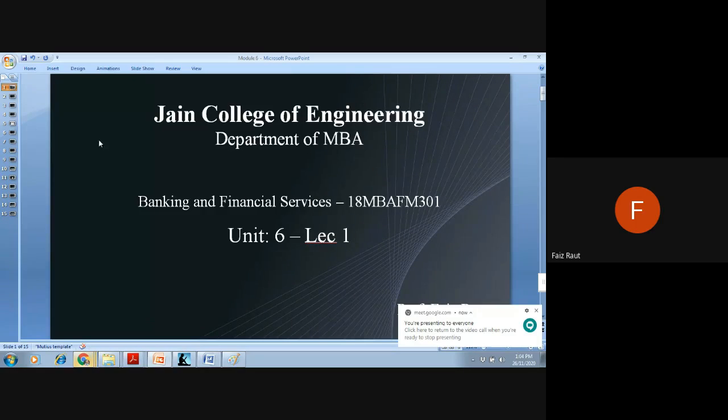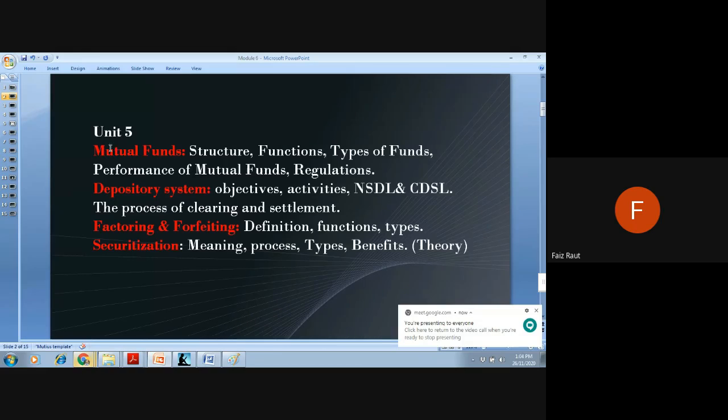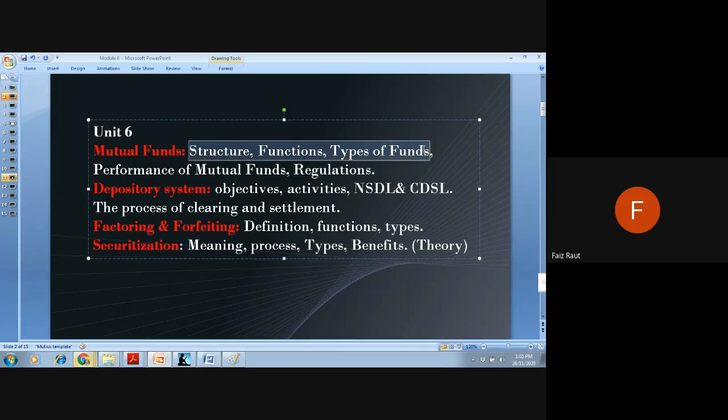Because I need to make you understand where we are exactly. In today's sixth module, we will be discussing mutual funds. You have attended two or three seminars and webinars regarding mutual funds, but you may not remember much. So in this, only the basics are there: structure, functions, different types of mutual funds, how to calculate the performance. You don't have any sum to calculate, but just the different formulas and the SEBI regulations.